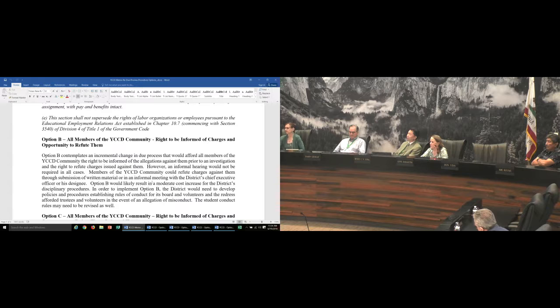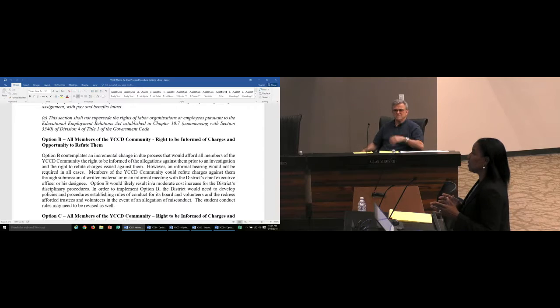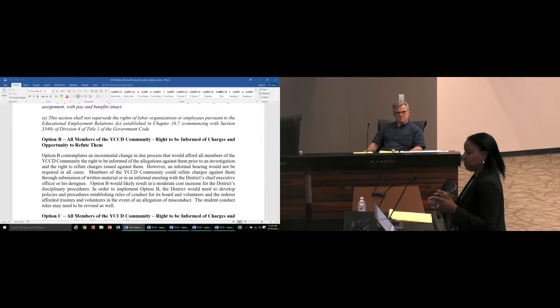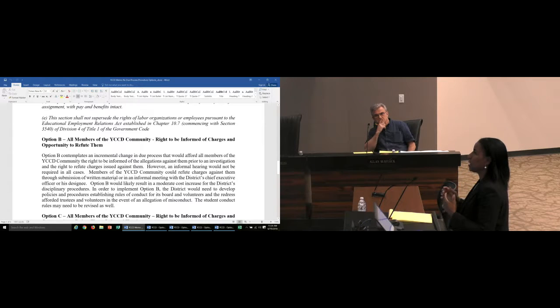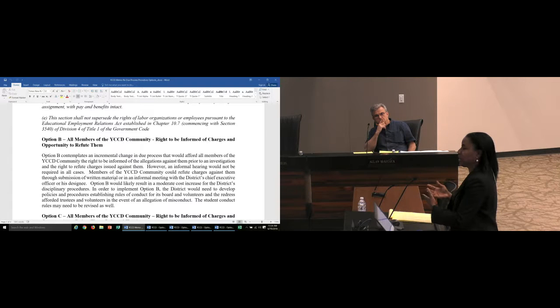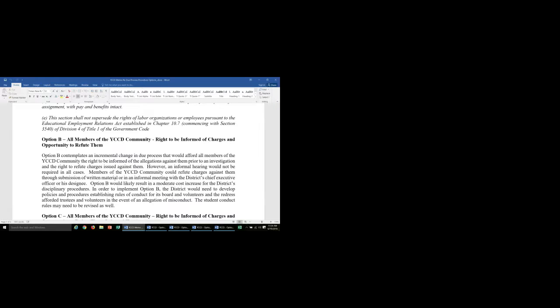But what you'll see in option B is that where there is an existing right for a hearing, then there would be, number one, you'd be informed of the general nature of the charges as soon as the district knows. That would be the change. And then there would also be an informal hearing that would allow the person who is the accused, or the person who the investigation is about, to have a meeting and provide their information, and the district would provide its information.